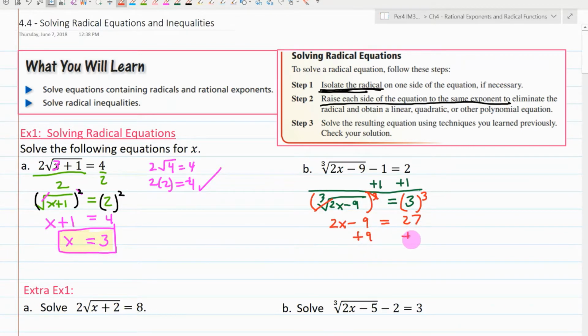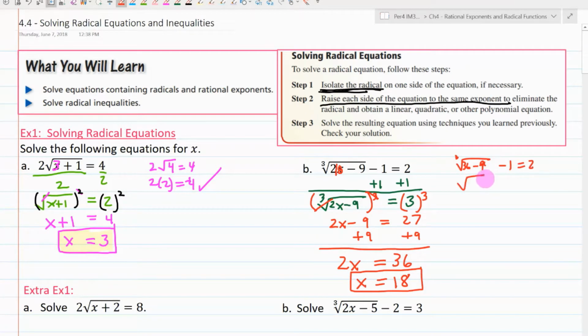You're going to add 9. And 2x equals 36, and x is equal to 18. Now, if you double check that answer and you put an 18 in for x here, then that would give you the cube root of 36 minus 9, minus 1 equals 2, which is the cube root of 27 minus 1. And that works. So you can check those answers. And again, you can check that in your head.